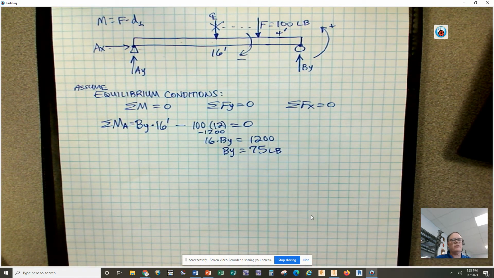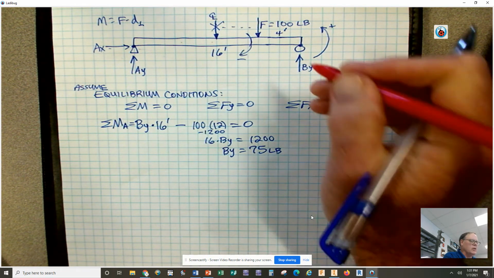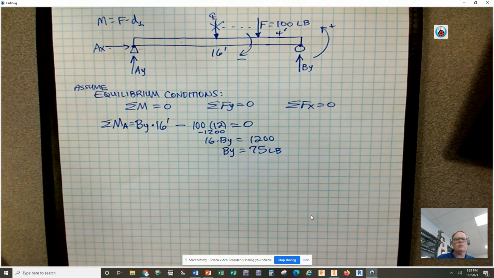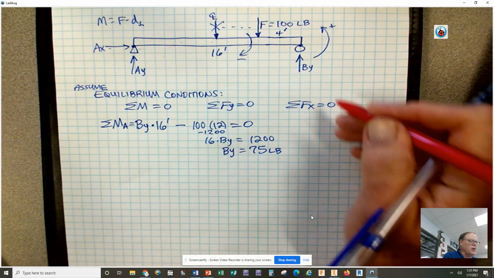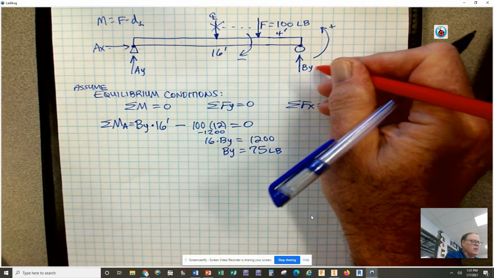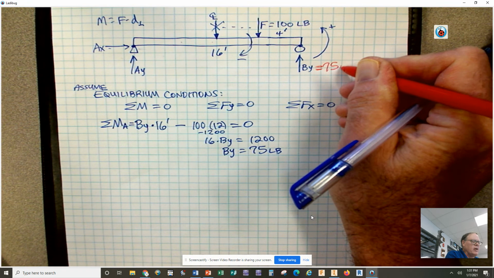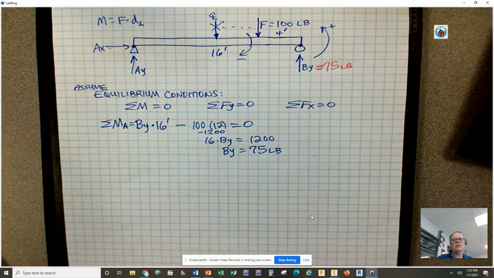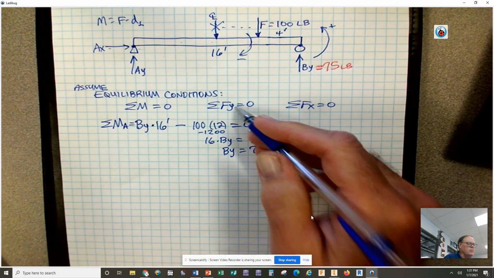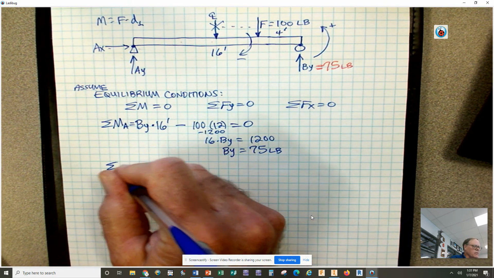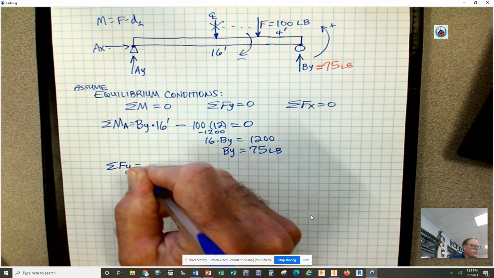So if you want to, at this point, you can go back up and label what you know in the problem. You've now, using the equilibrium of moments, actually solved for the reaction BY, and BY is 75 pounds from the 100-pound load up above. The second stage in solving an equilibrium problem is to sum the forces in the y direction. So I'm going to sum the forces in the y direction.